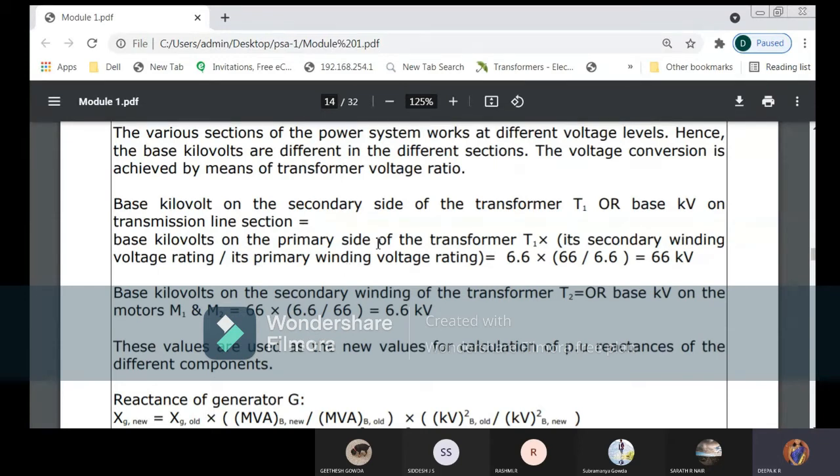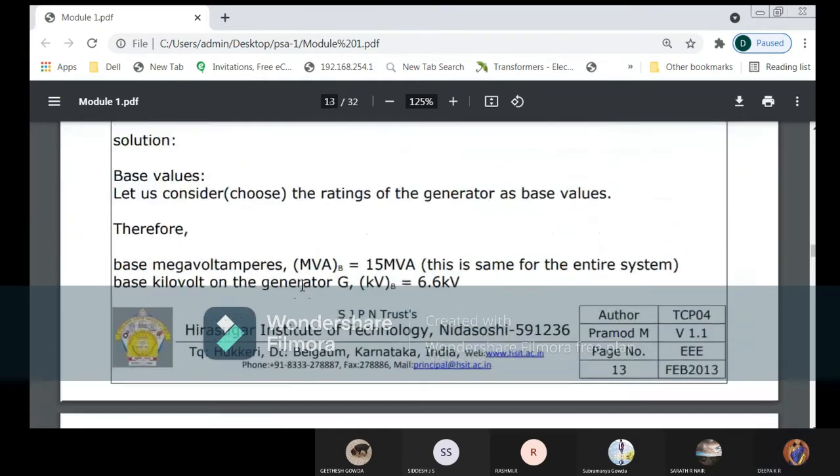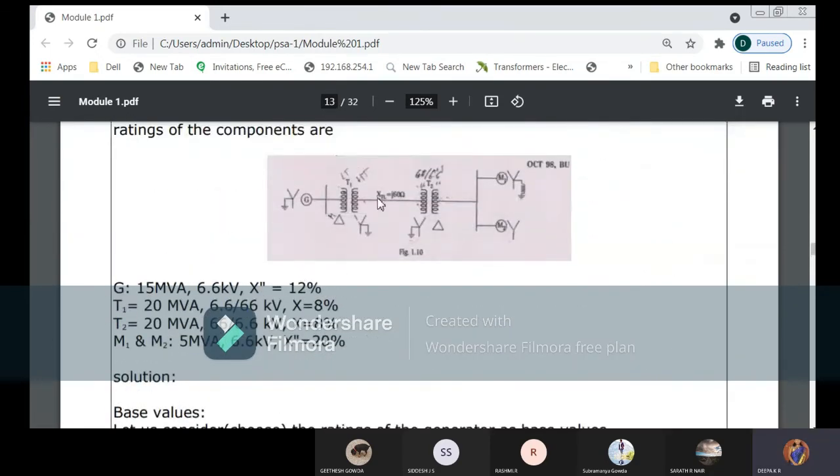We were solving the problem yesterday because this was done in the first class, so I was taking it directly. See the formula on how to determine the base kilovolt on the secondary side of the transformer T1 or base kV on the transmission line, because in the diagram you see where it is connected. Your transmission line is connected to the secondary side. And the generator can be said as connected on the primary side. Similarly here also, this is on the primary side and this is on the secondary side.